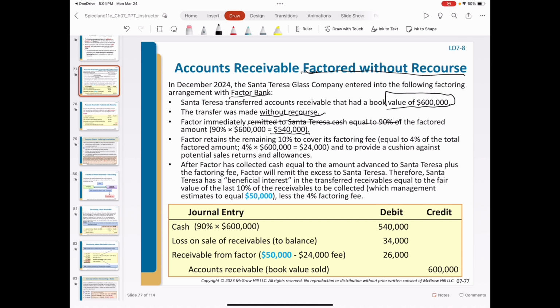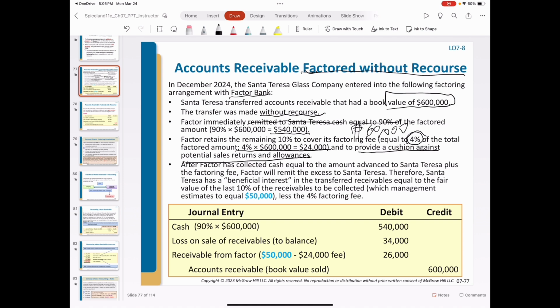The remaining 10%, which accounts for $60,000, will not be fully collected because of the sales return and allowance. The actual receivables may be lower. And the factor charges a 4% factor fee, which is 4% of the balance of receivable, $24,000. So this is the revenue for the factor earned as a fee. And the rest provides a cushion against the potential sales return and allowance.